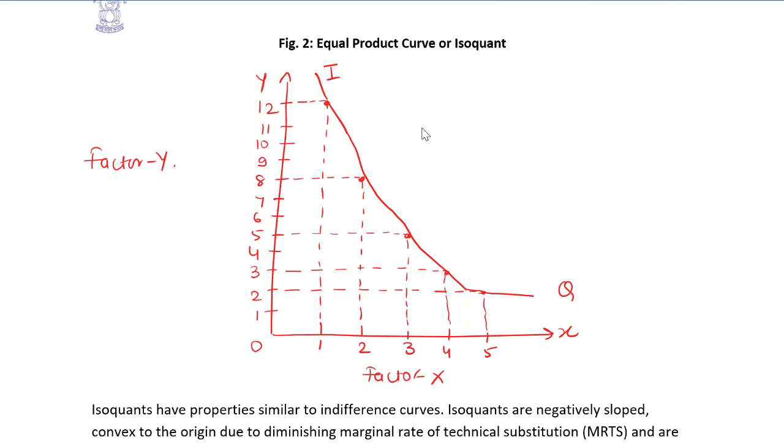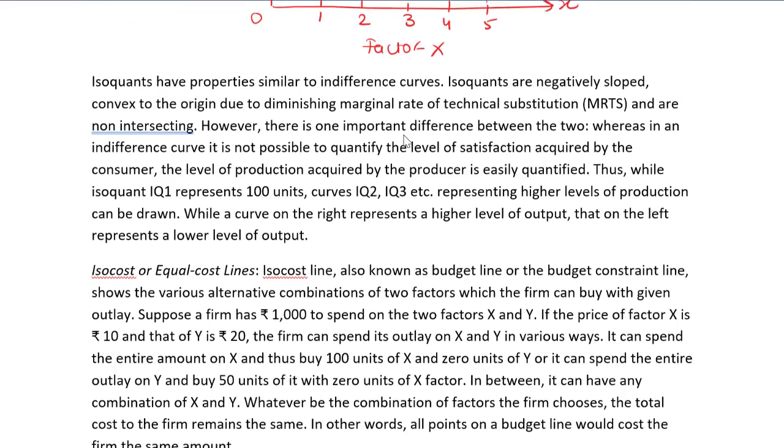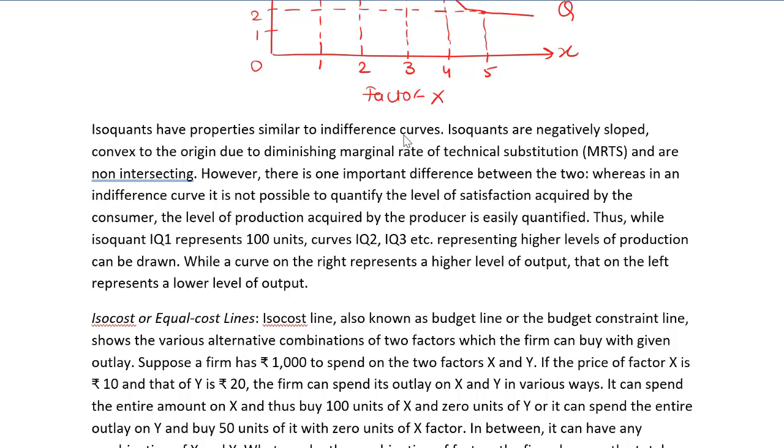This is Q, this is I, IQ. Isoquants have properties similar to indifference curve. We had just seen it. Isoquants are negatively sloped, convex to the origin due to diminishing marginal rate of technical substitution, that is MRTS, and are non-intersecting. They don't intersect each other. This is IQ1. Like that, we can also have IQ2 and IQ3.